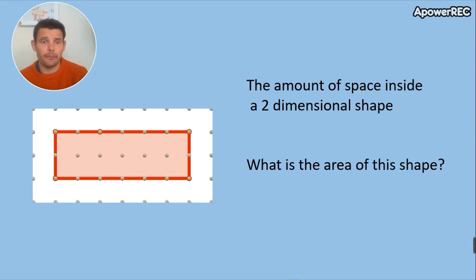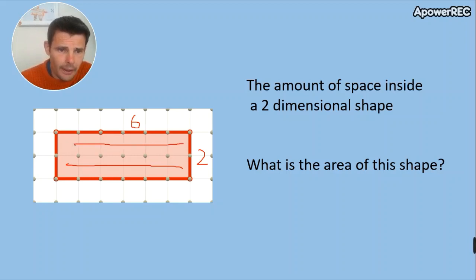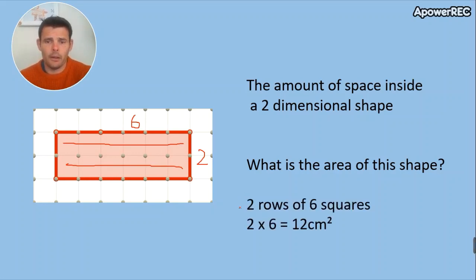Let's have a look at another shape. So here, what is the area of this shape? Again, if we add our blocks in, we've got 1, 2, 3, 4, 5, 6 squares, and we've got 1, 2. We've got 2 rows of 6 squares. So we have 12 centimetres squared. Again, it's got the same area as our last shape, but it's a different shape. But it has the same amount of space inside.